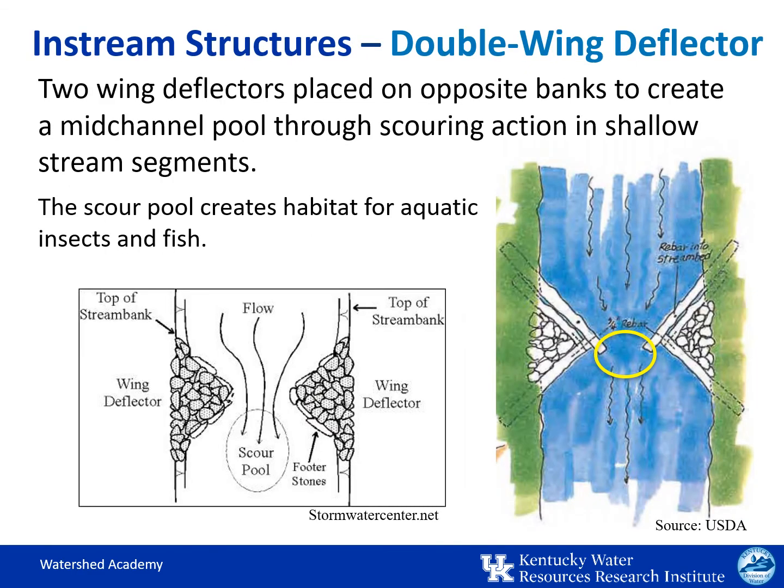Here we can see two wing deflectors used together, or what's known as a double wing deflector, in which the flow is moved away from the banks of the stream and towards the center, creating a scour pool there. In the diagram on the left, we can see this is done with rocks, and in the diagram on the right, an engineered log jam is utilized.